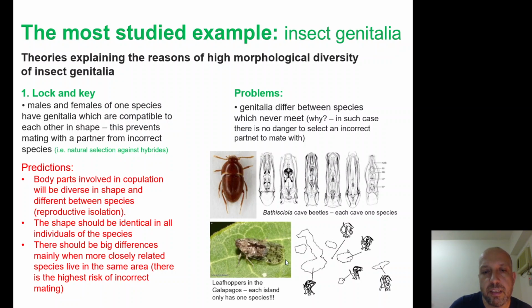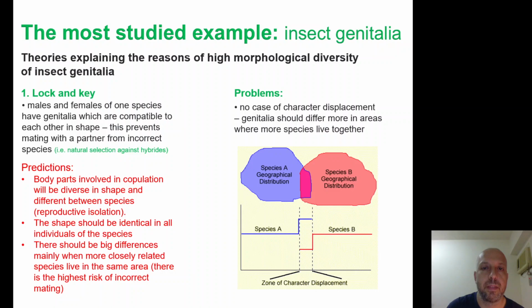The same are some leafhoppers, so these are from the Galapagos Islands. On every island we have different species of these leafhoppers, and if you check their genitalia, they are super complex. Here is a very simplified drawing, but if you examined them in reality, they are like super crazy three-dimensional things, and very different between the species. Again, why? These species never meet each other, so they don't actually need to prevent the incorrect mating, right?